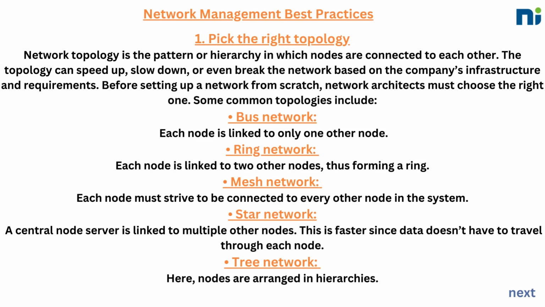Some common topologies include bus network, each node is linked to only one other node. Ring network, each node is linked to two other nodes, thus forming a ring. Mesh network, each node must strive to be connected to every other node in the system. Star network, a central node server is linked to multiple other nodes. This is faster since data doesn't have to travel through each node. Tree network, here, nodes are arranged in hierarchies.